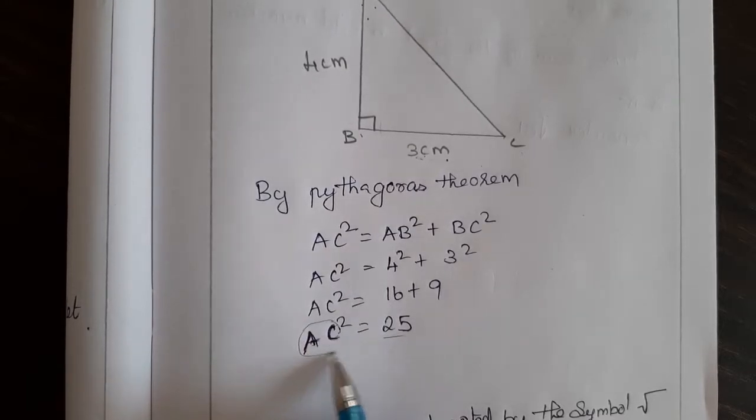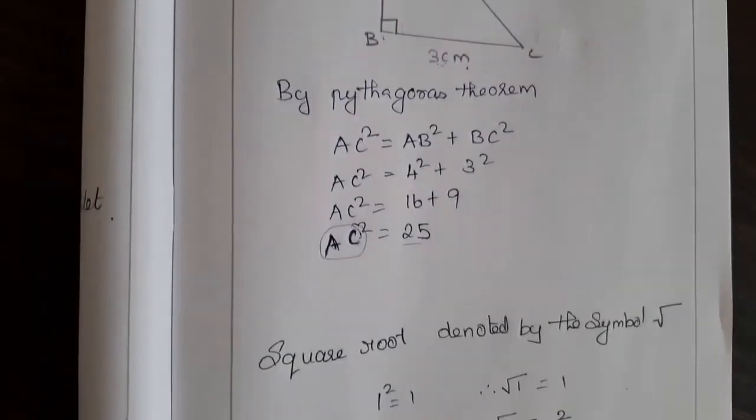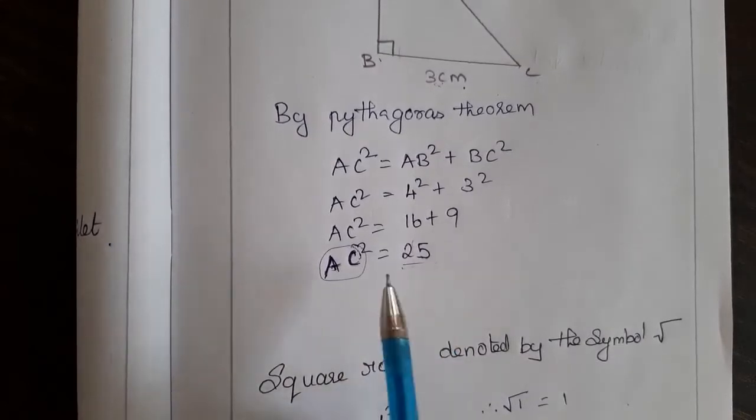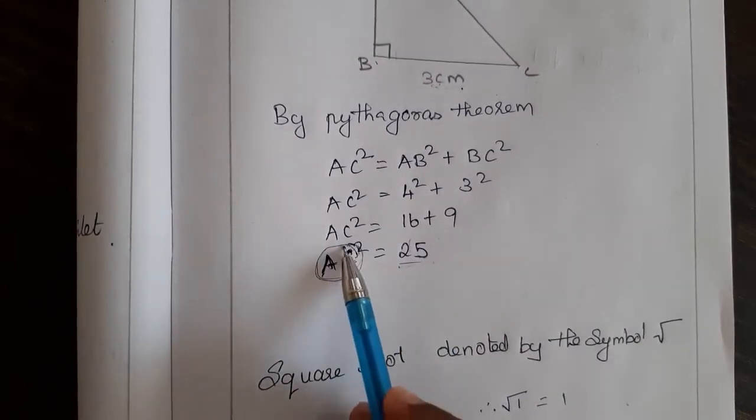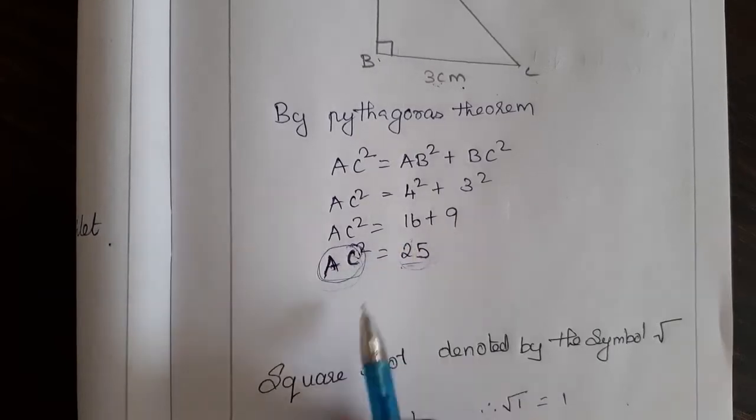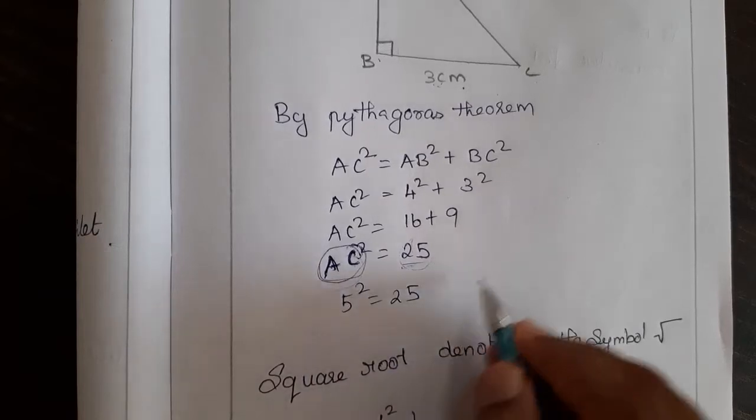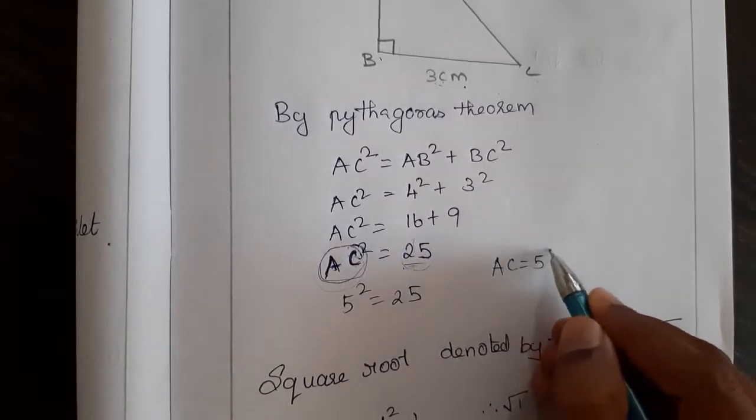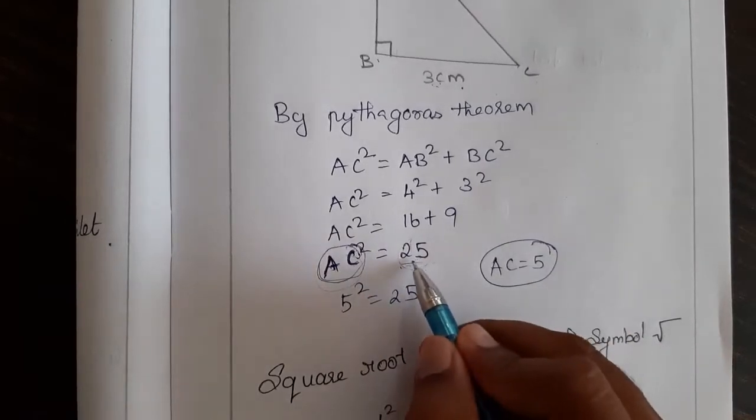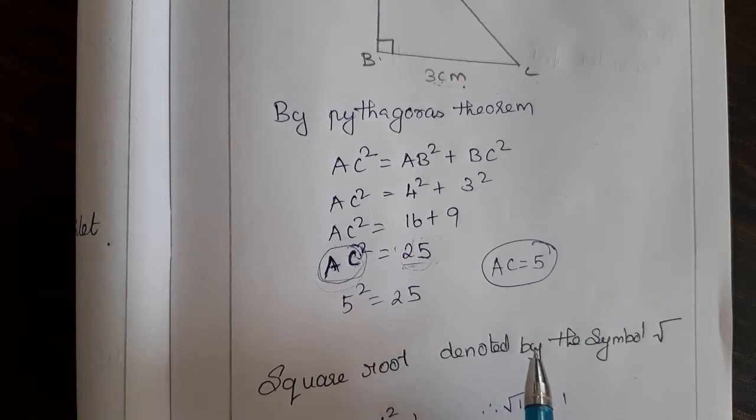So that number is called the square root, the square root of 25. Clear? So here we need a number for AC. If we square that number, we have to obtain 25. Sure, we know that 5 square is equal to 25. So AC is equal to 5, right? So the square root of 25 is 5.